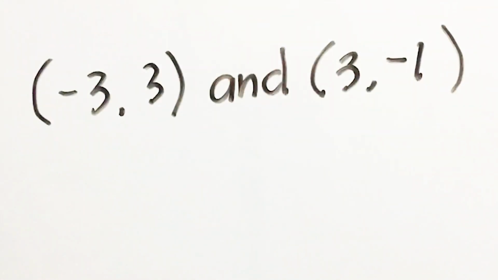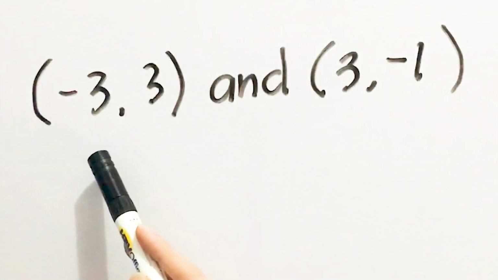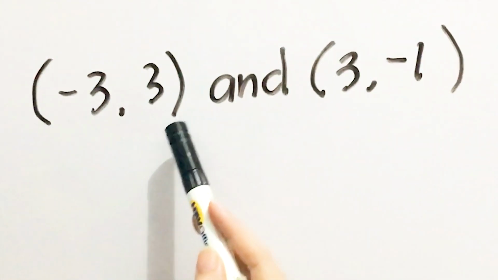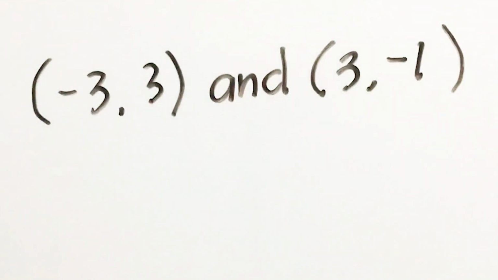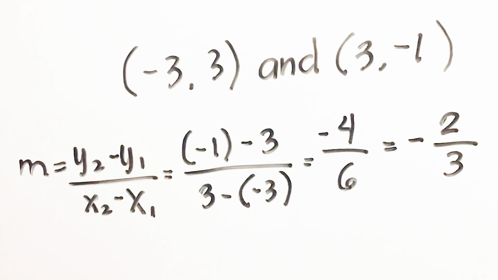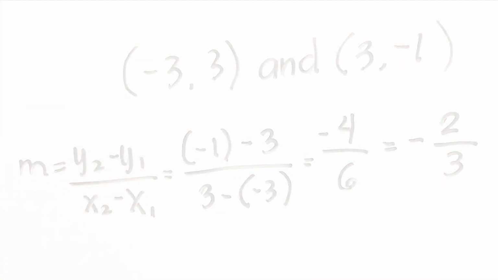Use the slope formula and substitute the two given points, -3, 3, and 3, -1, for x sub 1, y sub 1, and x sub 2, y sub 2, then simplify. Awesome! The slope of the line, or m, is -2/3. And since it is a negative number, this means that the graph is a falling line.